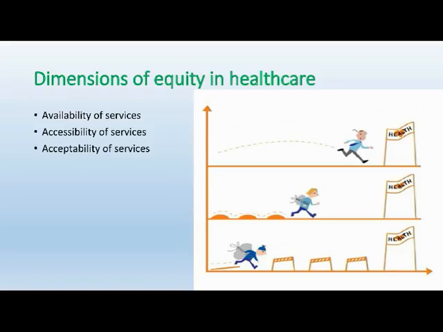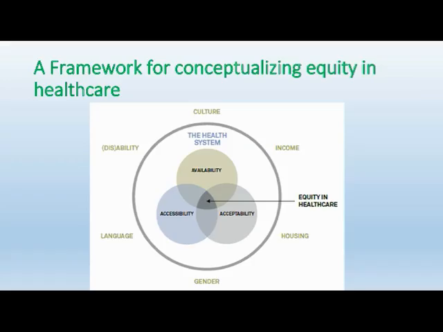3 dimensions of equity in healthcare have been identified in the literature: availability of services, accessibility of services, and acceptability of services. In addition, health literacy and cultural competency have emerged as key components underlying the availability, accessibility, and acceptability of the health system. This diagram shows the framework for conceptualizing equity in healthcare. Availability, accessibility, and acceptability are represented by the 3 overlapping circles in the diagram, with equity in healthcare existing within the center of the 3 circles. The health system itself operates within a much larger context.